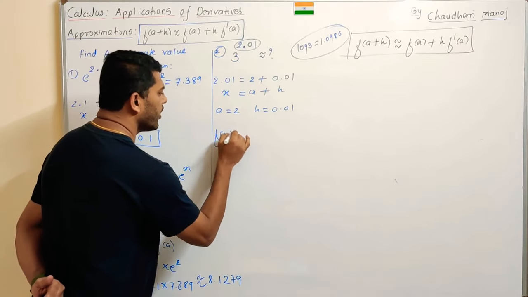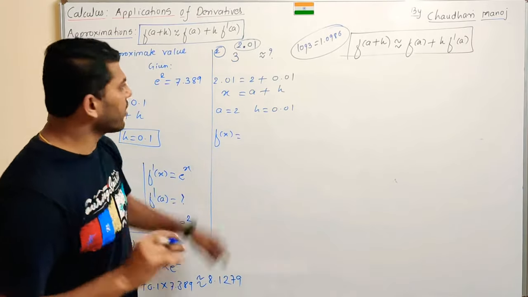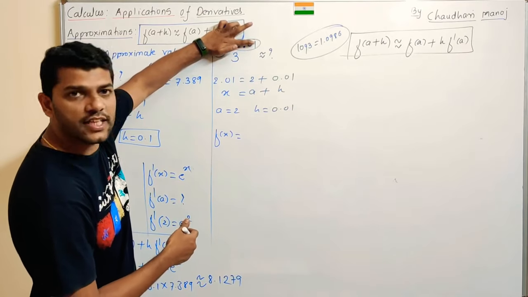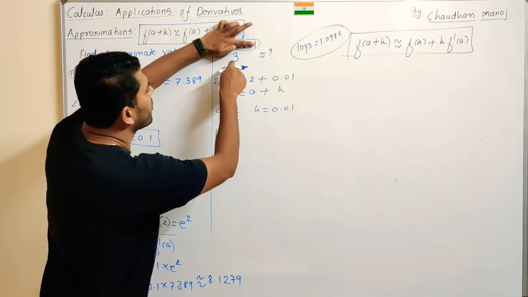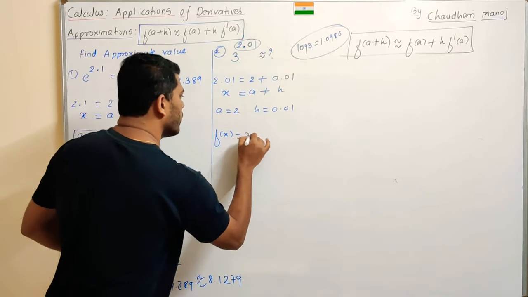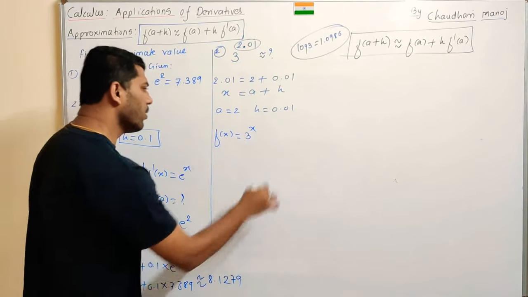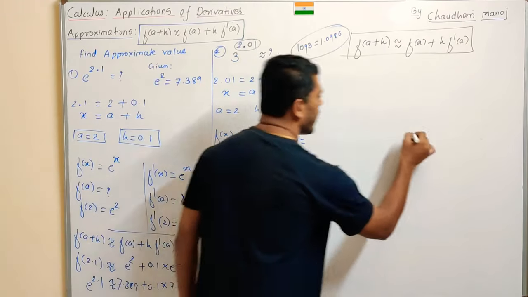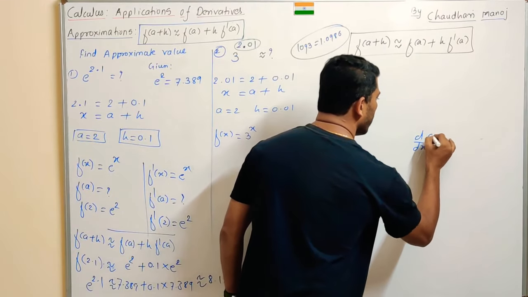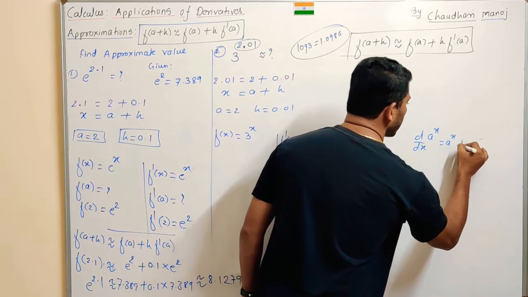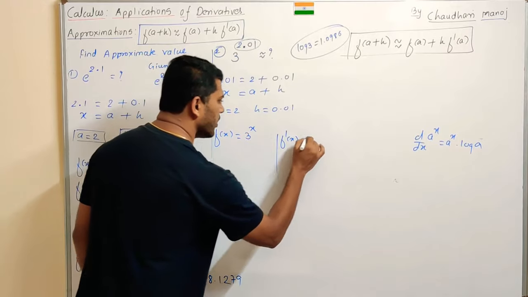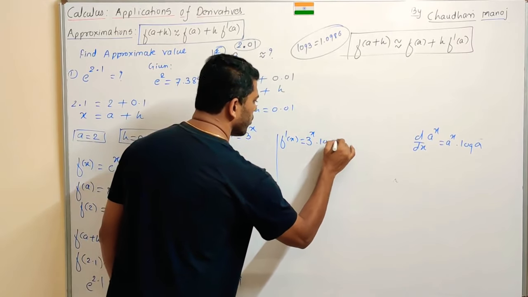So friends, how to define a function? Let me tell you a simple trick. Assume this number which is in decimal as an x, that leads to the standard function 3 raised to x. So the function here is 3 raised to x. Immediately find out its derivative, and you know the derivative of a raised to x. This is the standard formula. Derivative of a raised to x is a raised to x into log a. So derivative of 3 raised to x is 3 raised to x into log 3.